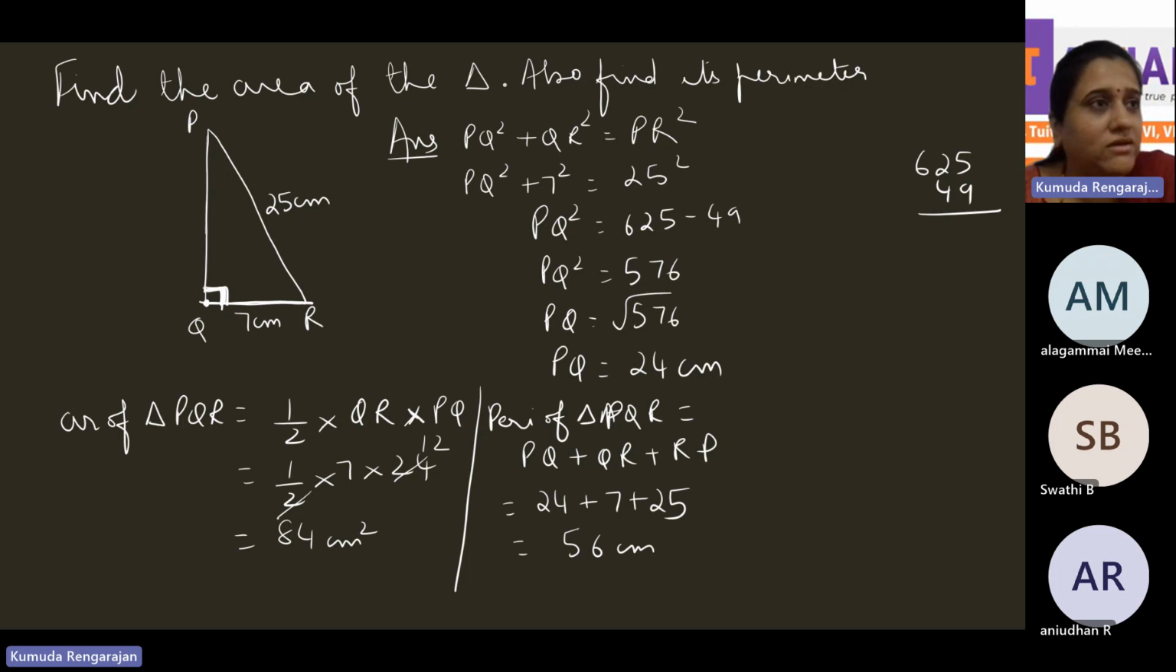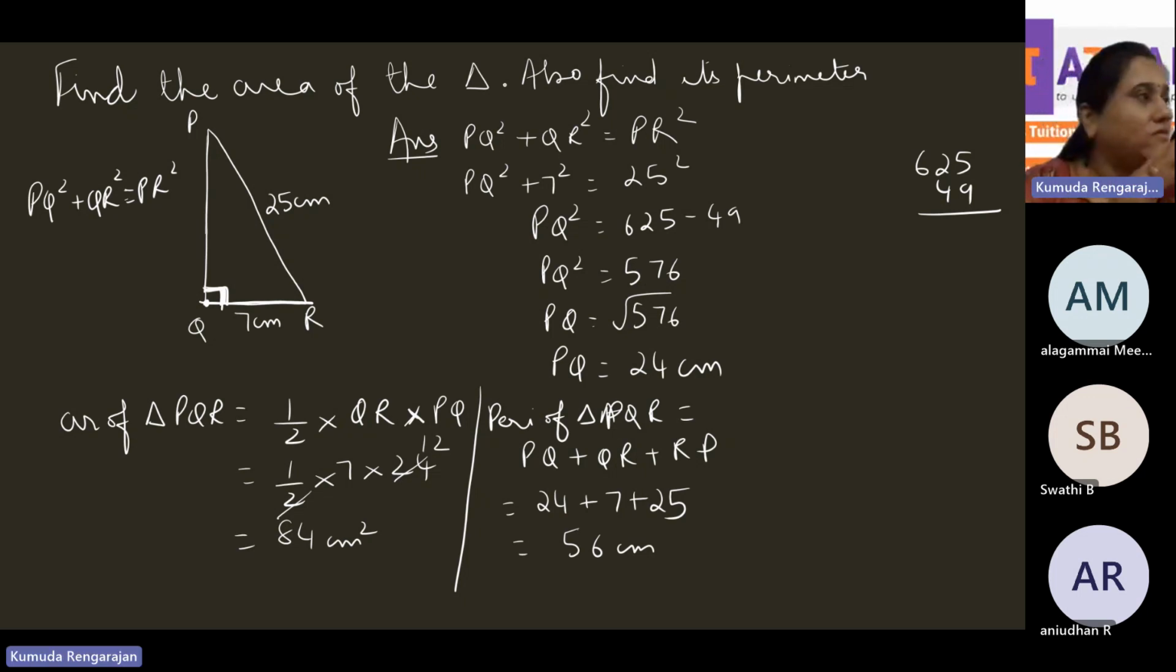PQ square. That is, you should square the legs. PQ square plus QR square is equal to hypotenuse square, PR square. You should write the square of the hypotenuse separately. Always equal to hypotenuse square. Hypotenuse square will stand alone.